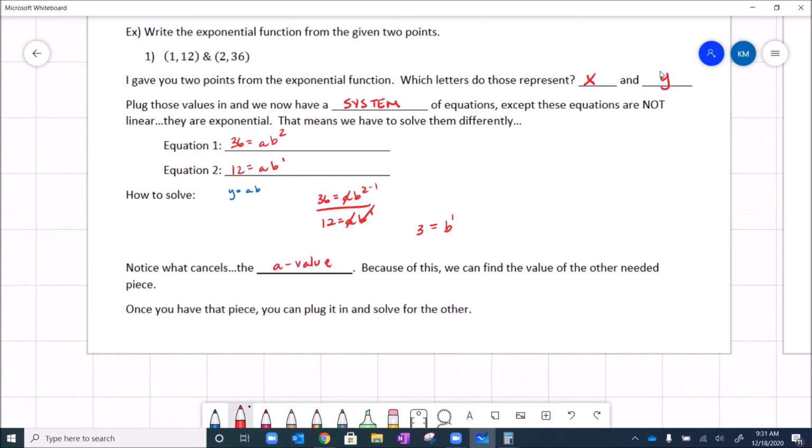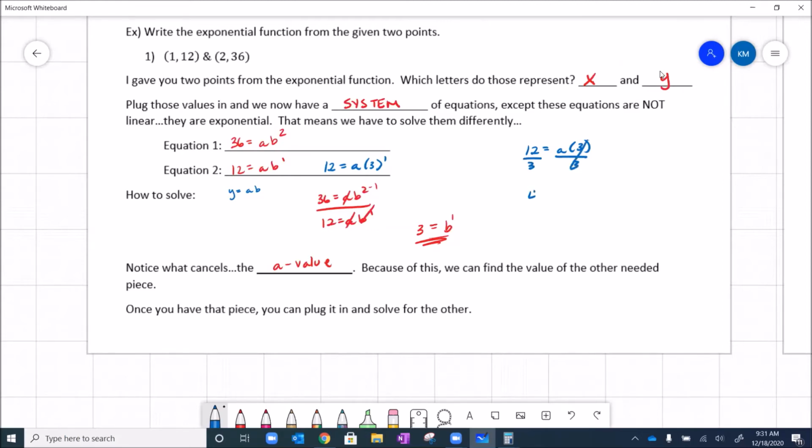Because of this, we can find the value of the other needed piece. And once we have that, we can plug it in to solve for the other one. So I found out that b is 3. So now in this equation, either one, I can say, okay, 12 equals a times 3 to the first. And 3 to the first is just 3. I can solve for a now by dividing both sides by 3.